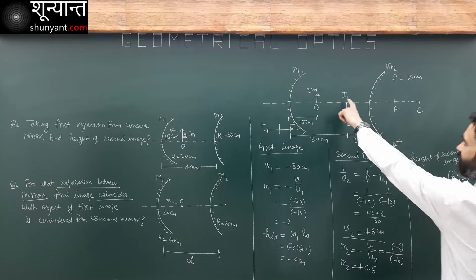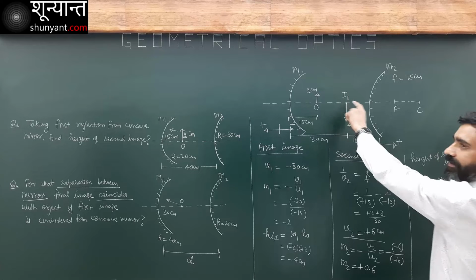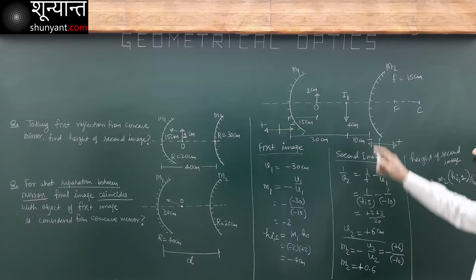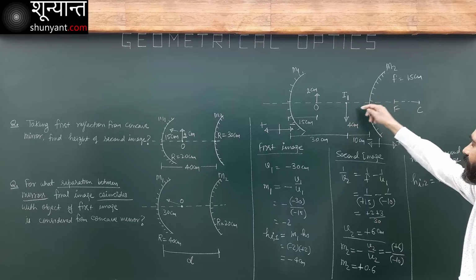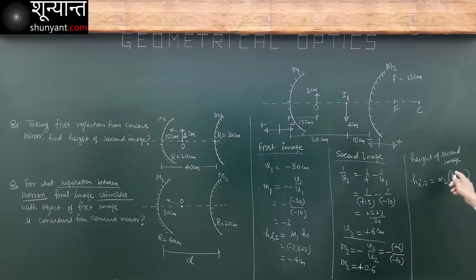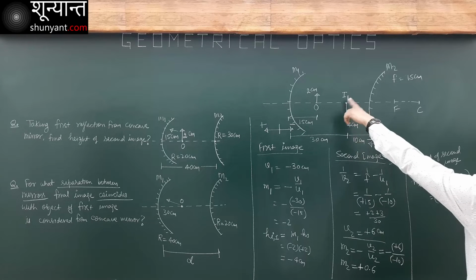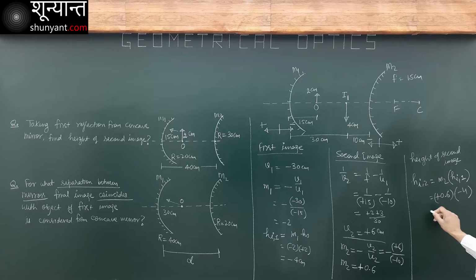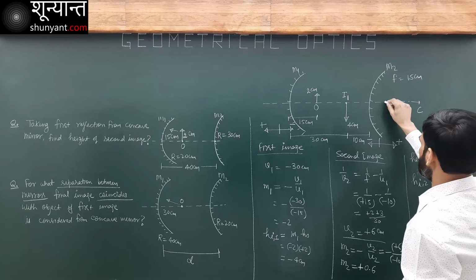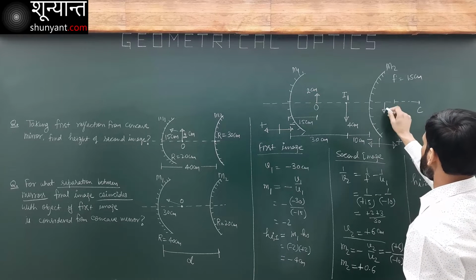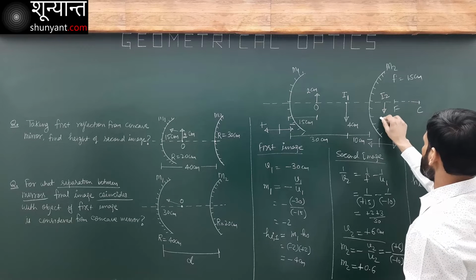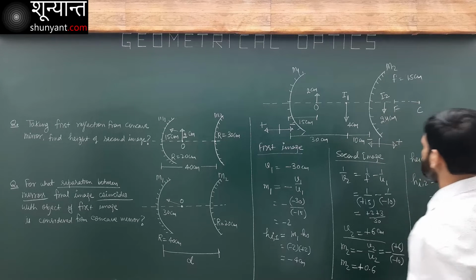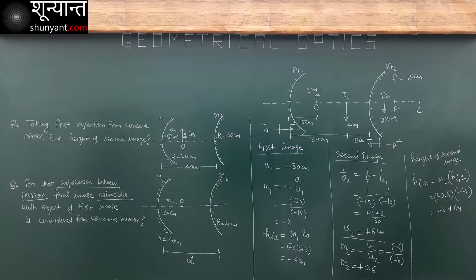Okay. Now this first image acts like an object for the second image. So this becomes an object for the second image. This is going to be equal to plus 0.6 times, it is below the principal axis, so minus 4, which is minus 2.4 centimeter. It is going to be below the principal axis. This is my second image, 2.4 centimeter.